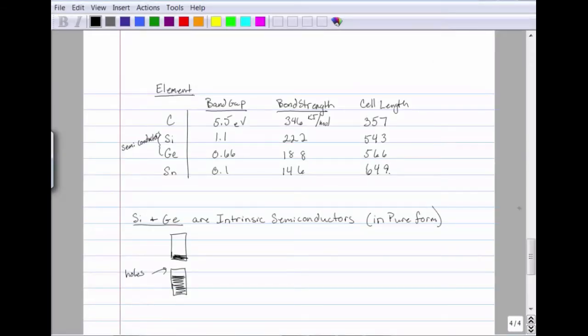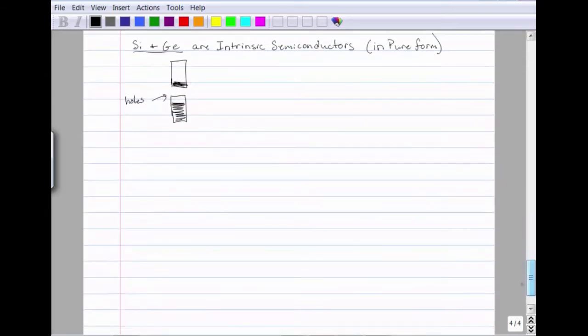Now, engineers play around with the composition of their semiconductors to get properties that they desire. And this is when we start talking about extrinsic semiconductors. These are things whose properties have been modified by doping, or by adding impurities into the silicon or the germanium. So the semiconducting properties can be modified by doping.